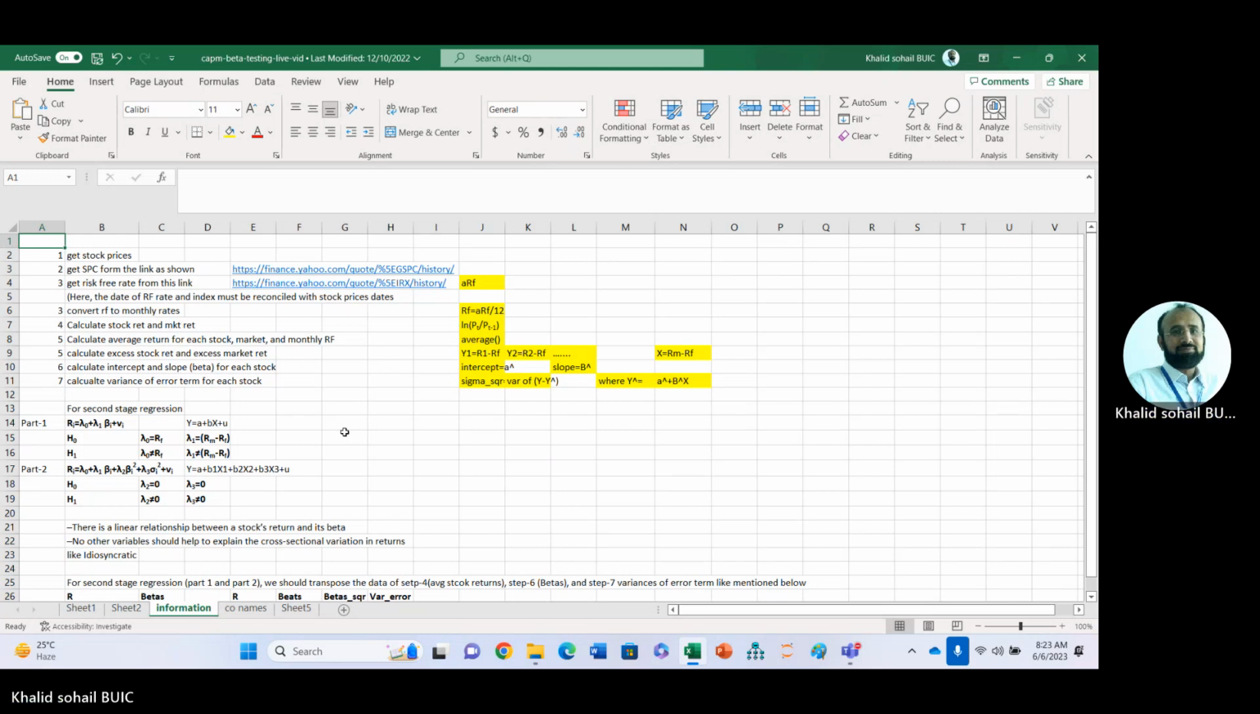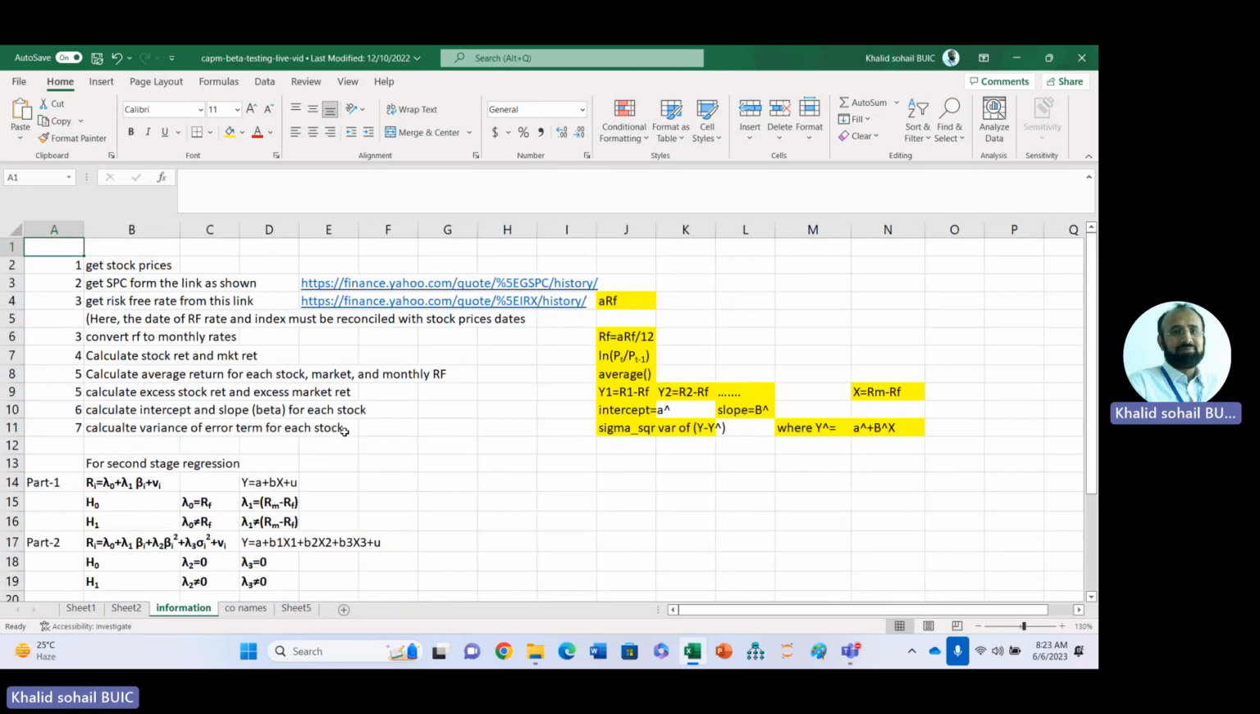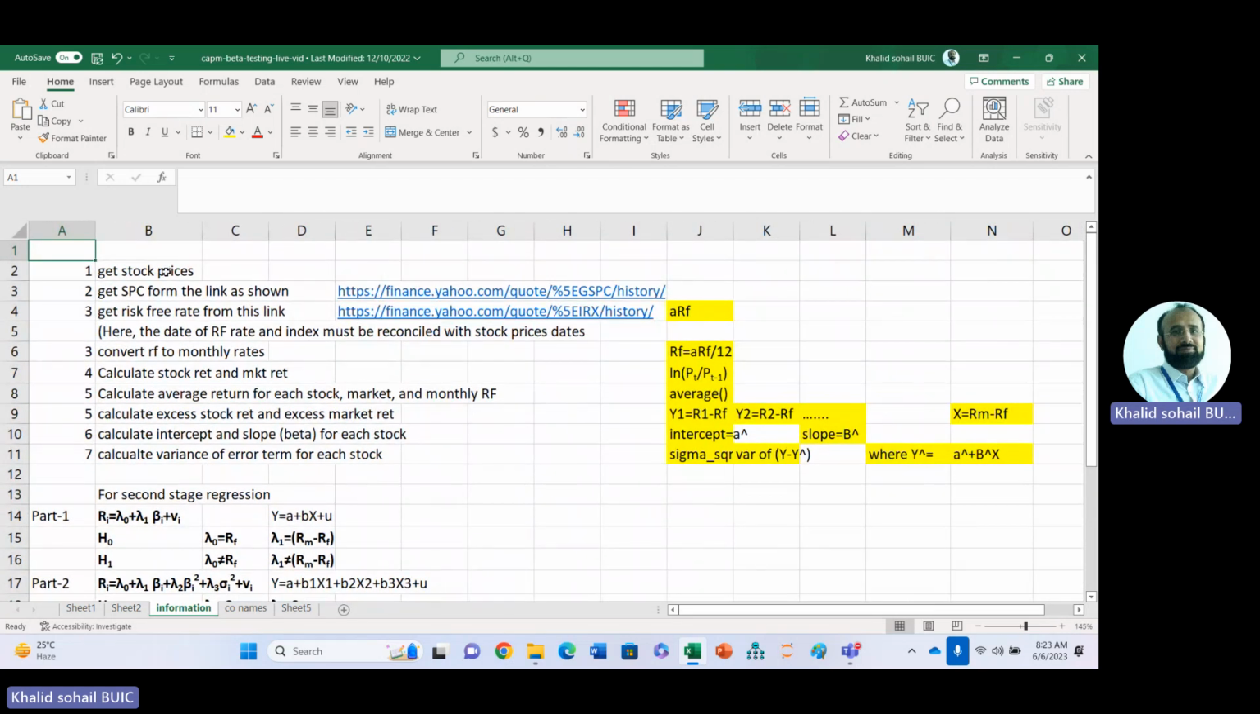Now, look at the procedure. First of all, we will get the stock prices here. In this video, we will use the stock history function to get live stock prices. Then we should have the data of index prices, like Standard and Poor's, and in Pakistan, we should have KSE index data. The Standard and Poor's data can be downloaded from this website that I am showing you. In the same way, you need the risk-free rate, and you can get this risk-free rate from this website that I am highlighting.